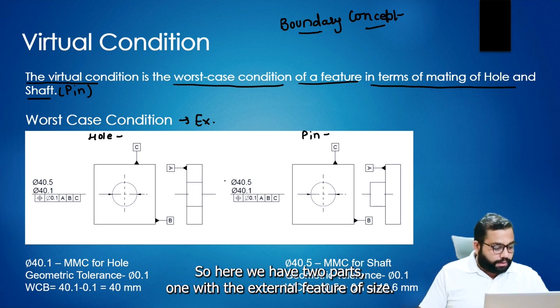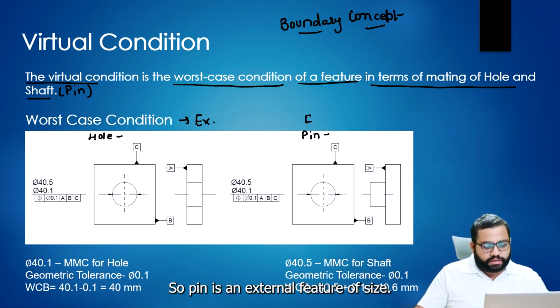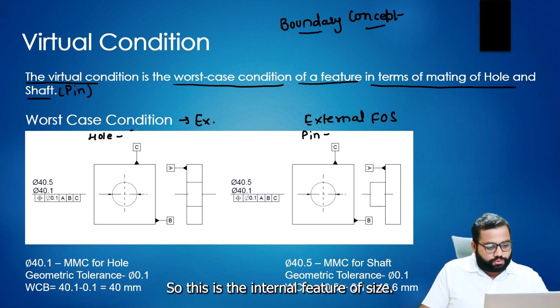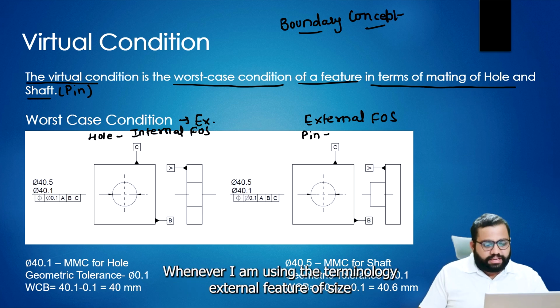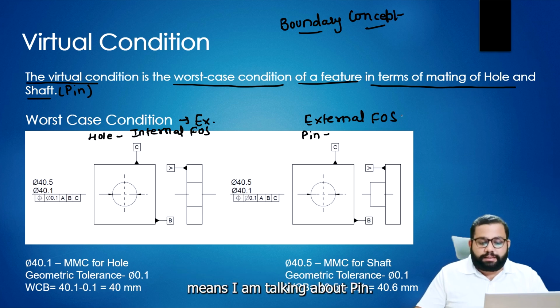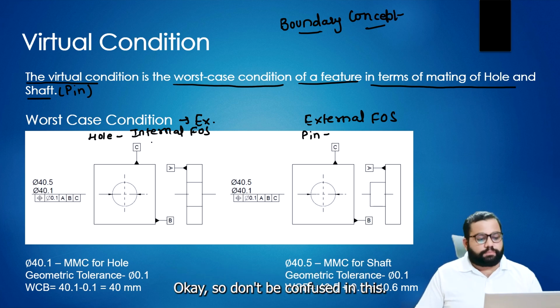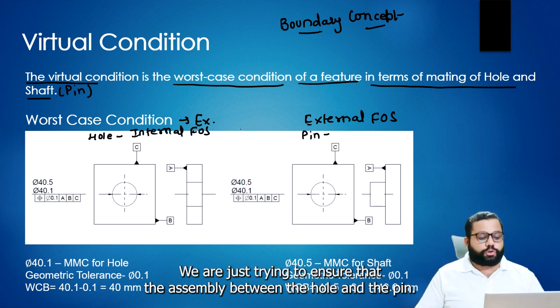So here we have two parts, one with an external feature of size. The pin is an external feature of size, and the hole is an internal feature of size. Whenever I use the terminology external feature of size, I am talking about the pin. Whenever I use the terminology internal feature of size, I am talking about the hole. So don't be confused by this. We are just trying to ensure the assembly between the hole and the pin.